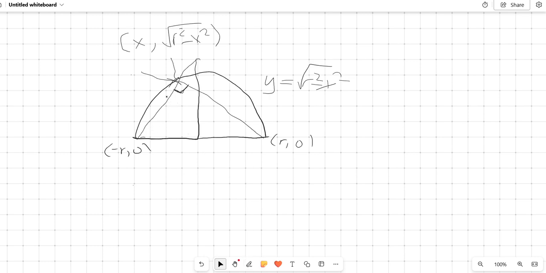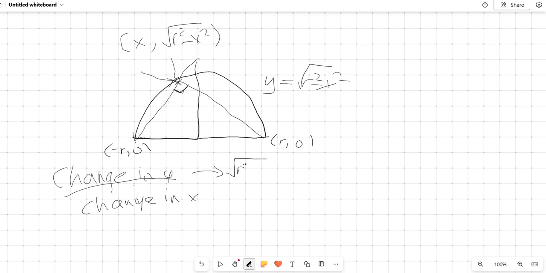So yeah, I'll be doing that. So let's start. To find the slope of this line, to find the slope of any line actually, we do change in y over change in x. Okay, so let's look at the change in y. To go from this point to this point, the y went from 0 to square root of r squared minus x squared. So the change in y was square root of r squared minus x squared. To go from negative r to x, the x value went up by r plus x. Okay, that's our first line.